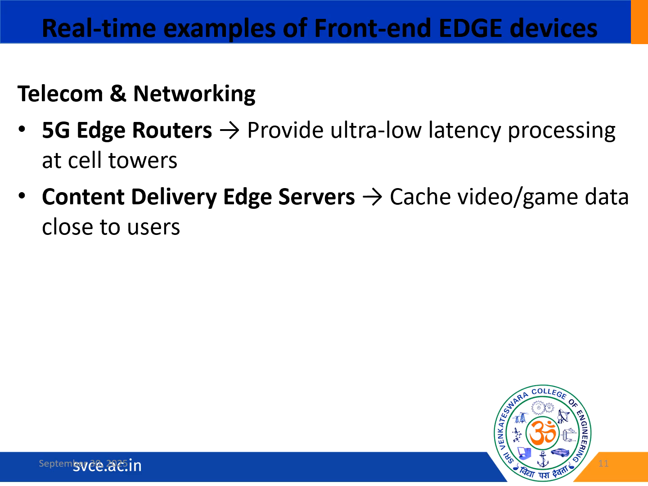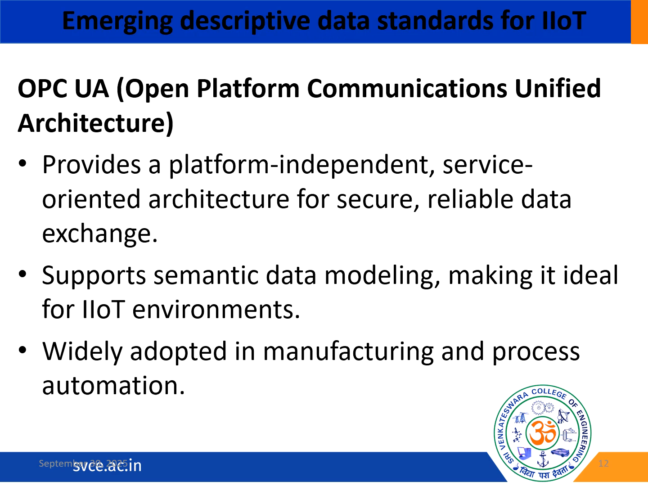When you go for content delivery edge servers, we cache video or game data close to users. They are strategically located near end users, and these servers cache high bandwidth content, for example video streams and online games. This can reduce load times and network congestion, and it also enhances user experience and scalability. So this is all about telecom and networking.